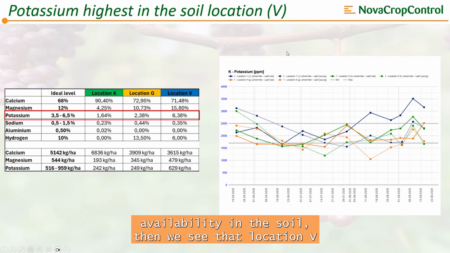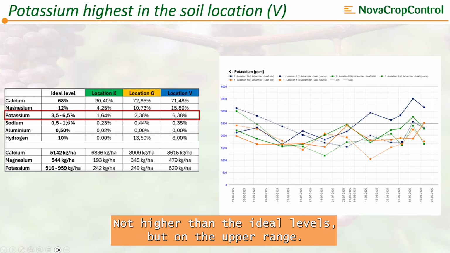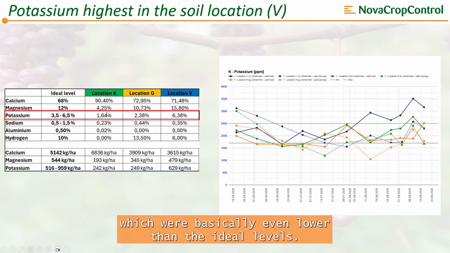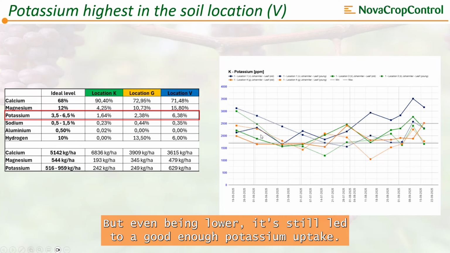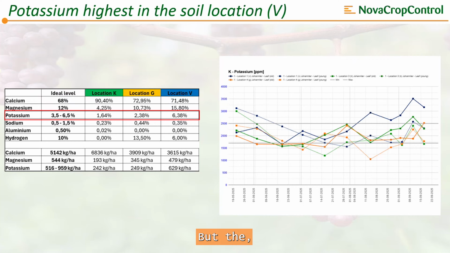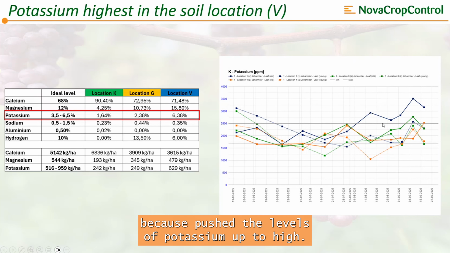Now, if we look at the potassium availability in the soil, then we see that location V was also showing the highest levels of potassium in the soil. Not higher than the ideal levels, but in the upper range. And compared to location K and location G, which were even lower than the ideal levels, but even being lower, it still led to a good enough potassium uptake. So even though levels in the soil are too low, it can still lead to a good uptake. But the levels in location V were definitely too high for this location because it pushed the levels of potassium up too high.